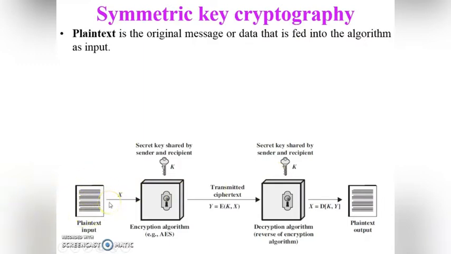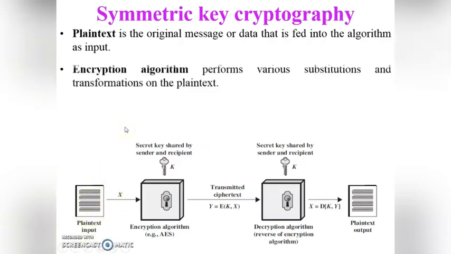First, plaintext is the original message or data that is fed into the algorithm as input. If the sender wants to send data to the receiver, the sender has the original message, or plaintext. To communicate with the receiver, you have to send data with the help of a security algorithm. If your data is secure, then an attacker or hacker cannot recognize your original plaintext message. So plaintext is the original message.